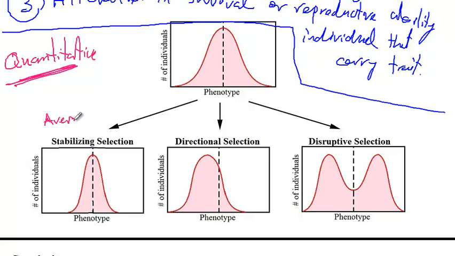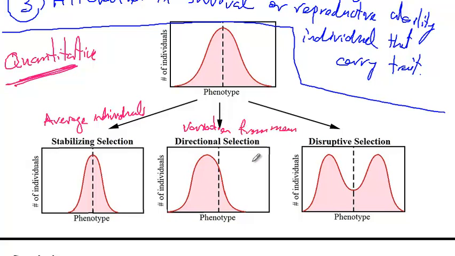So here with stabilizing selection, average individuals are favored. On the other hand, we can have directional selection, where there would be variation from mean in one direction. For instance, small beak size could be favored, or we could have directional selection in the opposite side, where large beak size could be favored. So again, this would be variation from mean that is in only one direction.